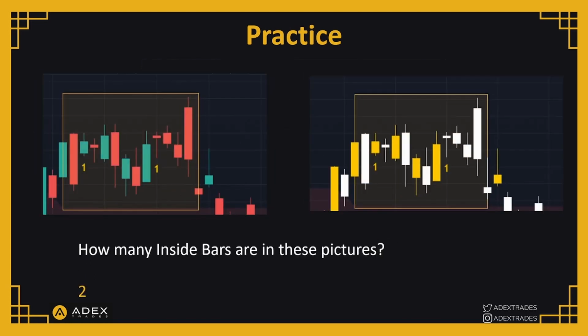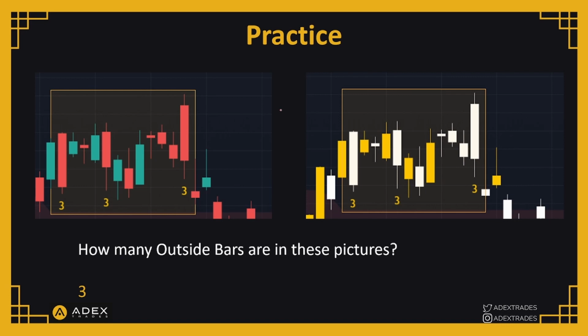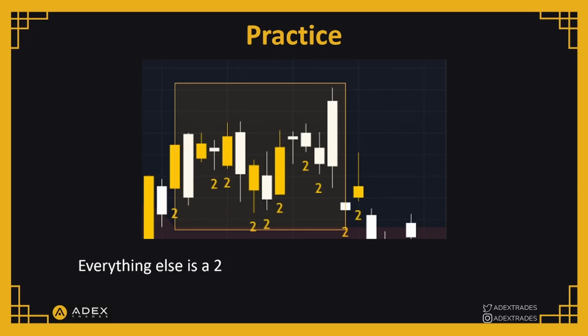Oh, actually. All right. So inside bar, in this picture you have two inside bars, and then you have two outside bars, which is the same thing. Okay, this broke the previous range. That's an outside bar, it broke the previous range. Everything else is a 2. So everything else that's not a 1 or a 3 is a 2.